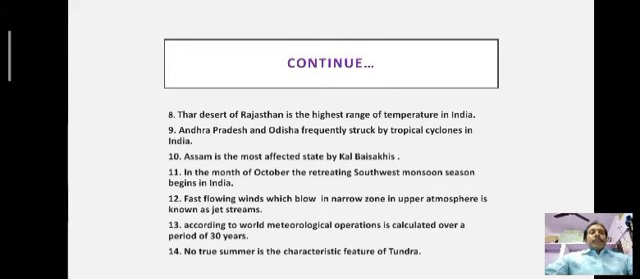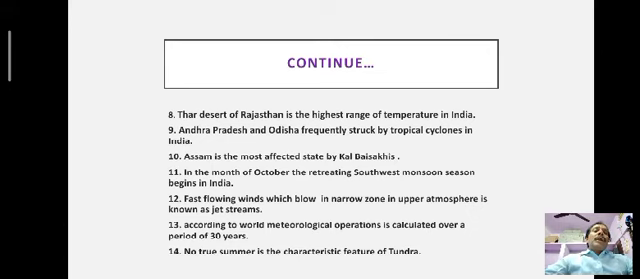Before that, one I left, that is the Thar desert of Rajasthan has the highest range of temperature in India. So where the maximum temperature comes, that is known as the Thar desert of Rajasthan.